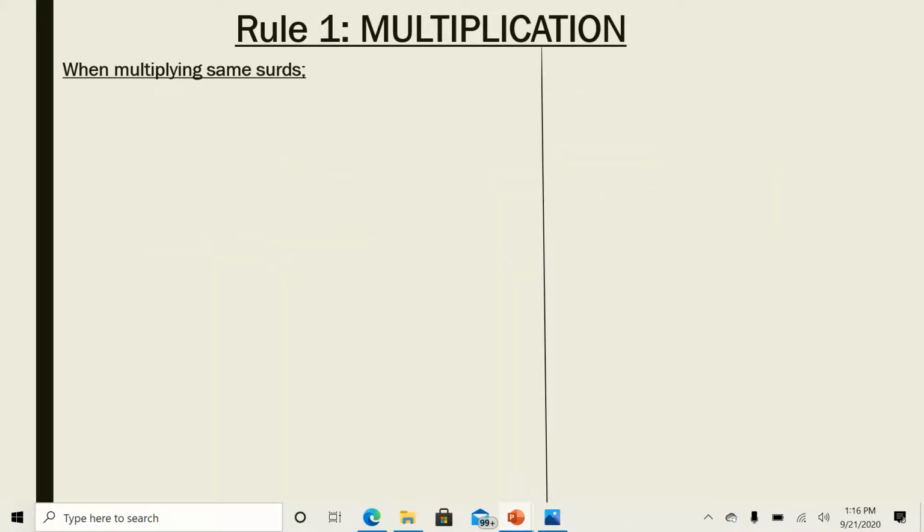I'll show us something very interesting, which is multiplying same surds that are equal. For example, root A times root A. How can we multiply surds having the same number, root A times root A? Now, in maths, we know that root A times root A is the same thing as saying root A squared.